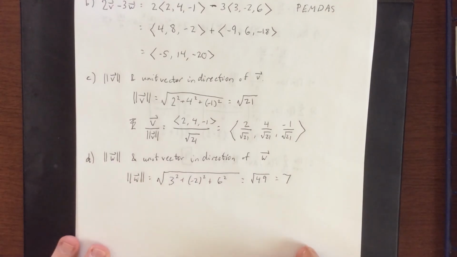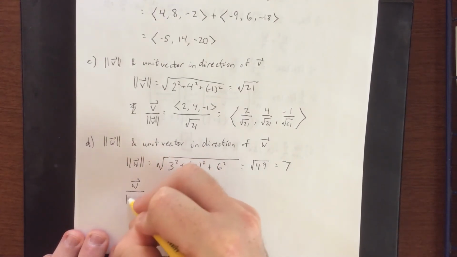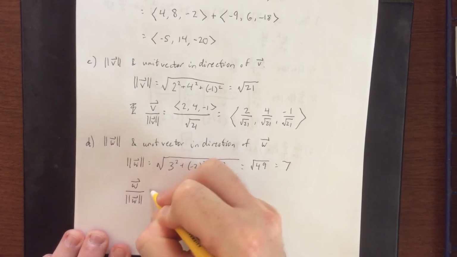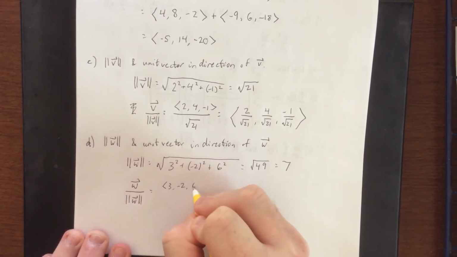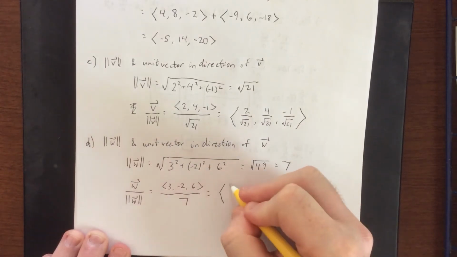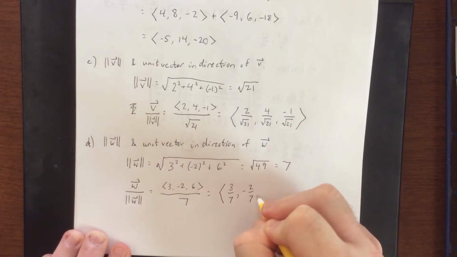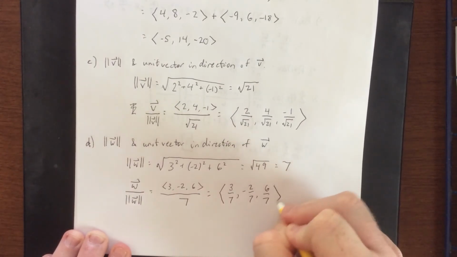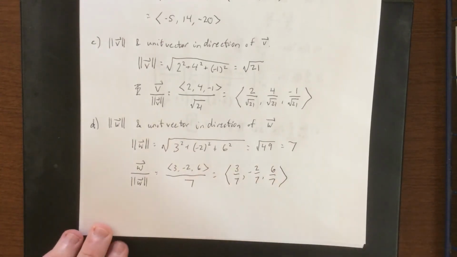So the vector that we are looking for will be vector w divided by the magnitude of vector w. So we'll be taking the vector 3, -2, 6, and dividing all 3 of those by 7. So 3/7, -2/7, and 6/7. Finding unit vectors in the direction of a given vector is going to be a very big, important problem later on in the course.